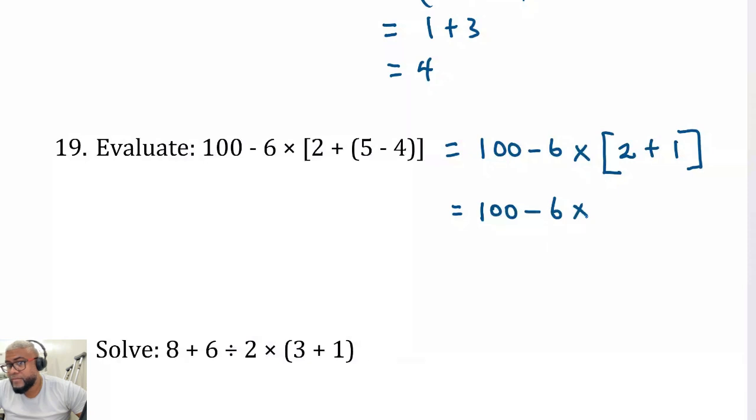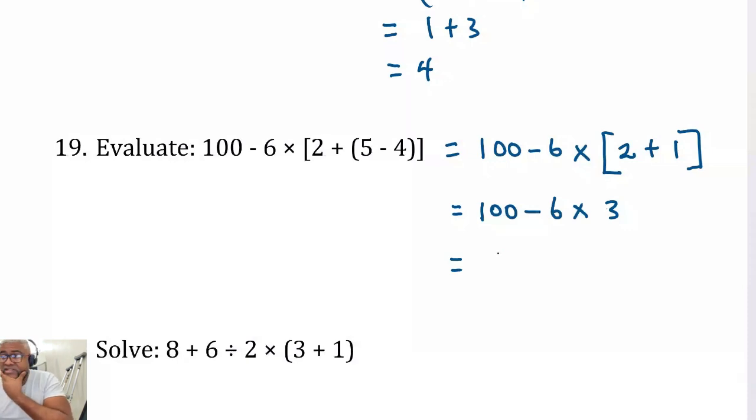Yes, sir. Right, so let me go. I put back the 100, I put back the 6, I put back the multiplication sign. Let me work on the brackets. 5 minus 4 is 1. Right? And then next, you add in the 2. What do you add into the 2? The 1. So 2 plus 1 is 3. Right. So we could go in order now, but we still have a multiplication here.